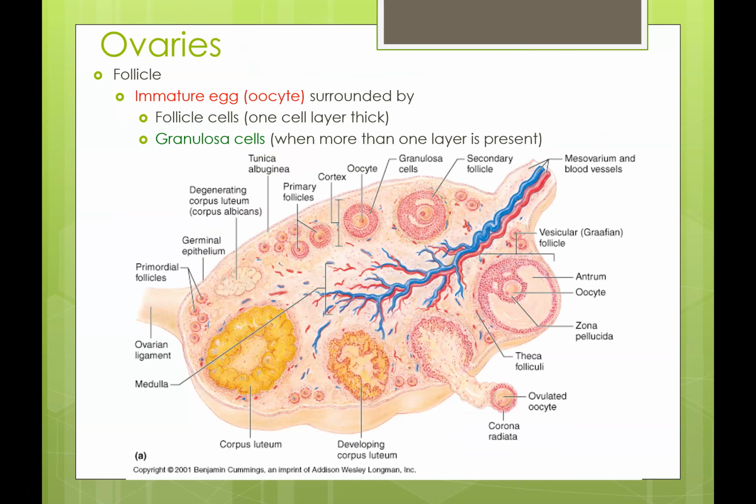This is just another figure I threw in here from a physiology textbook. If you like how this one is illustrated more, here are the primordial follicles, which turn into primary follicles, into our secondary follicle, into our Graafian follicle, ovulation, the corpus luteum, and eventually the corpus albicans.